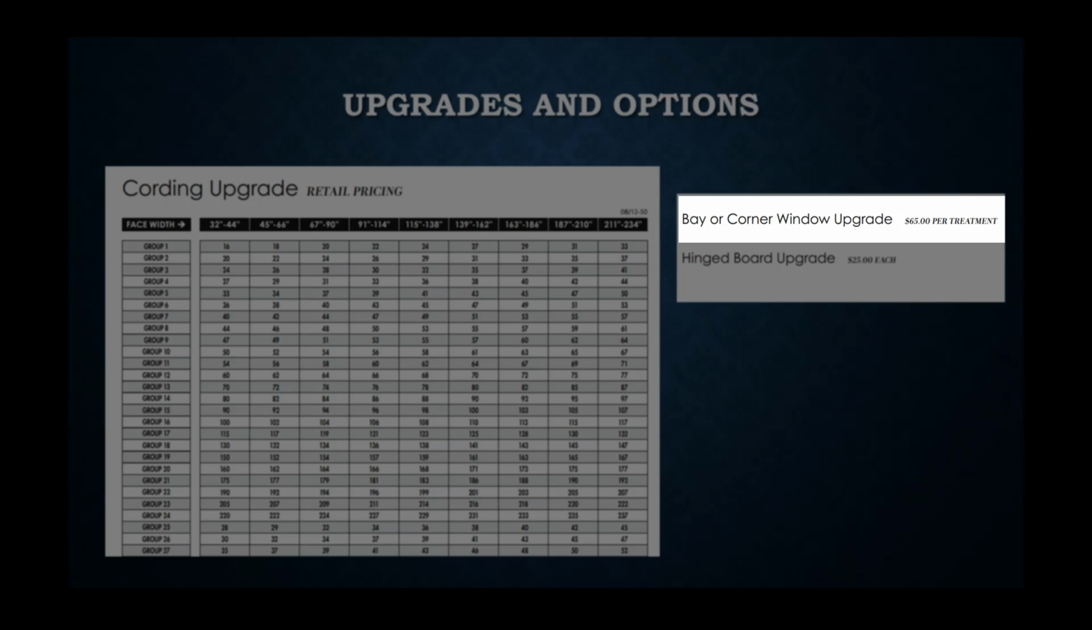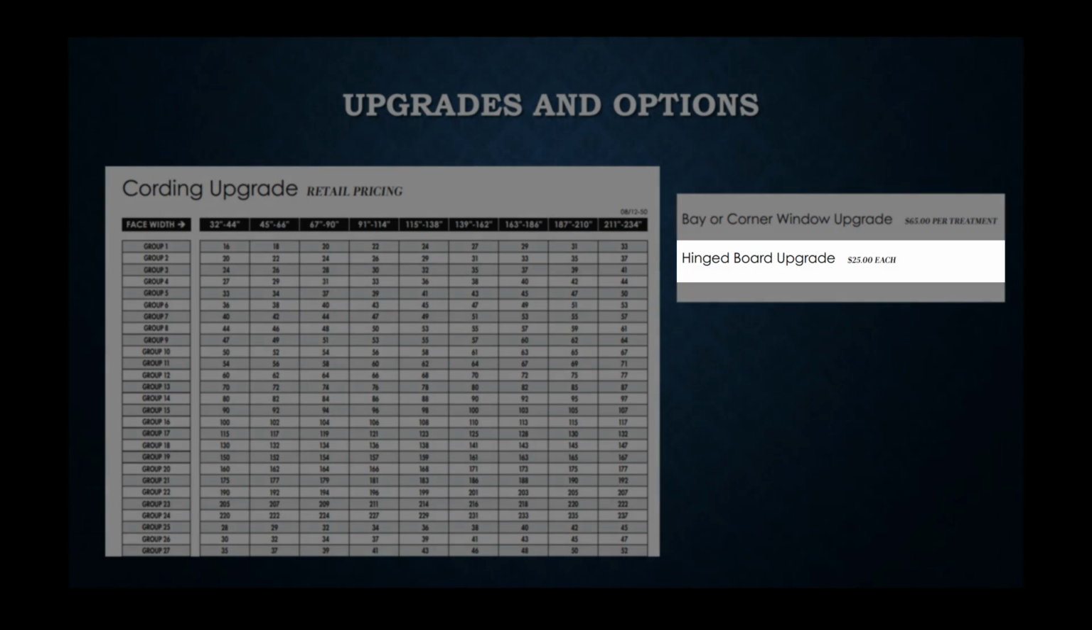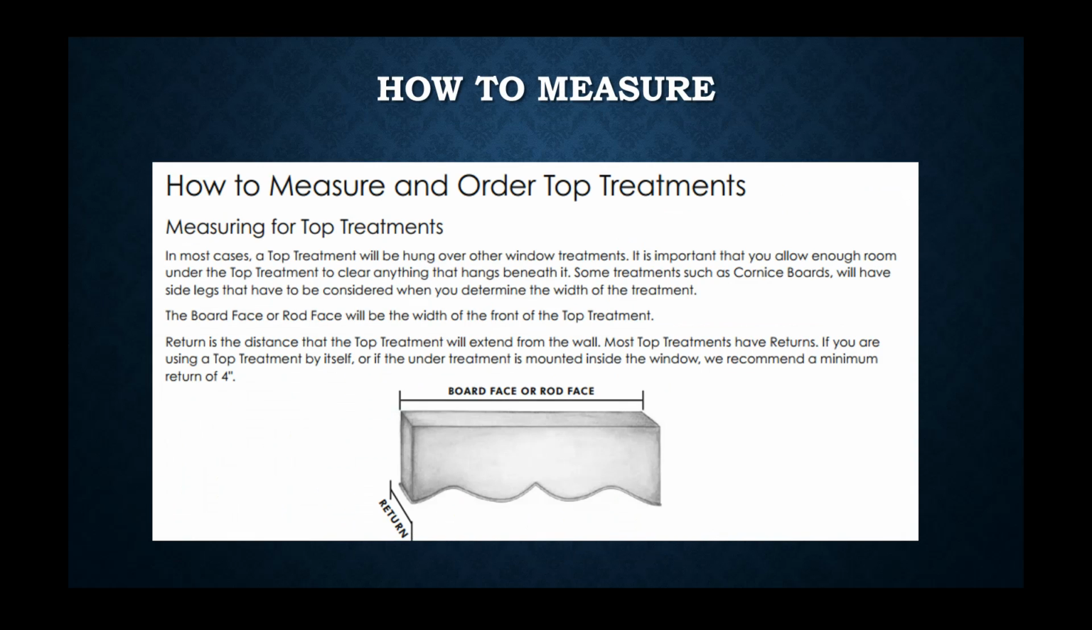That's all you have to know. If I'm doing a bay window, they had the boards mitered, cut, and all that good stuff, $65 per window. I need it hinged. I've got a big cornice board, 200 inches, and I want it hinged, $25. It's just that simple. Everything's in retail.